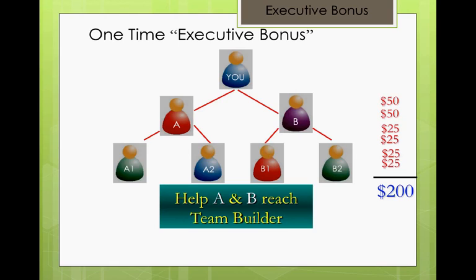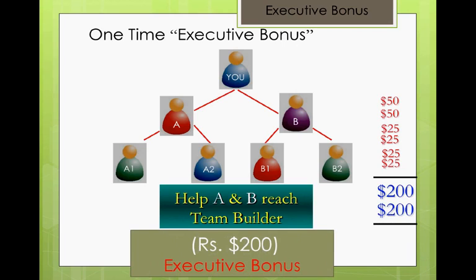So what exactly does it lead to? It leads to a total of 6 sales. Now 6 sales, out of which direct sales done by you are only 2. But because A and B are team builders, company has increased your title, given you an escalation, and now you are known as an executive. And company is going to give you a one-time executive bonus of $200. That's right, guys, making your total income $400.